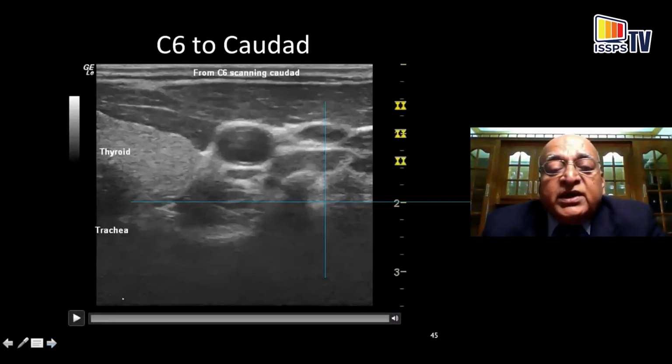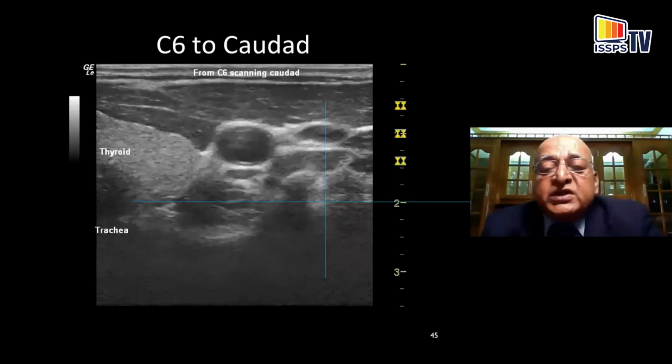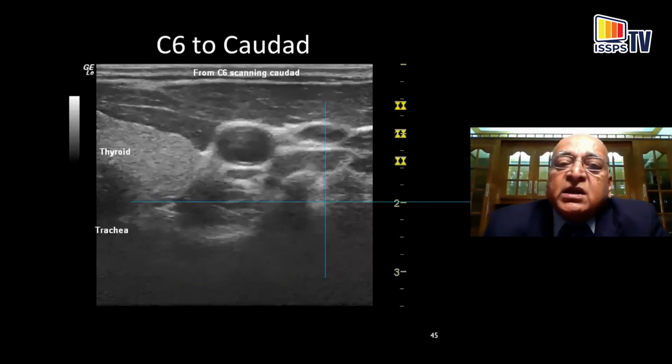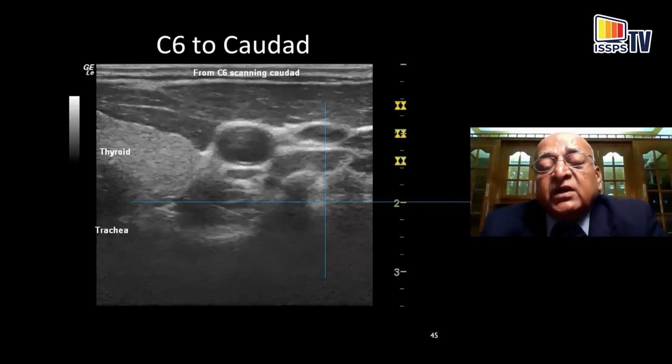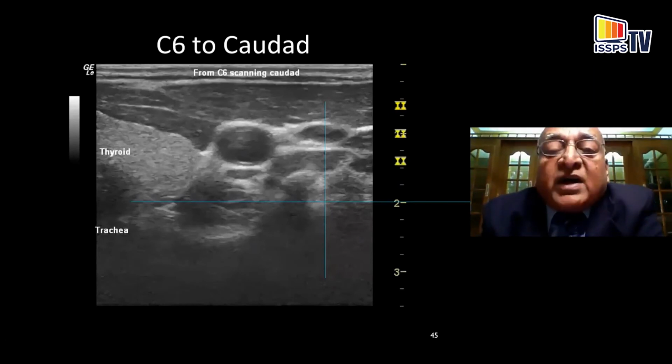So in this particular small video clip, what I want to show you is we were trained to inject at the level of C6 for doing your cervical sympathetic blocks. But what I want to show you is a better location based on the trajectory, based on what are all the safer structures, and the proximity to the cervical sympathetic stellate ganglion, or the inferior cervical ganglion.